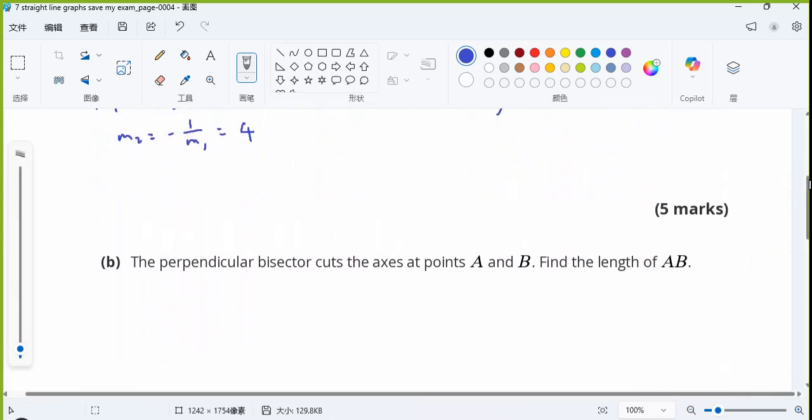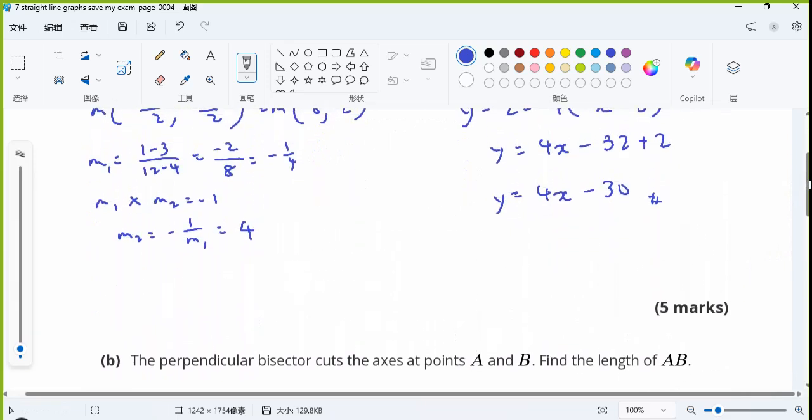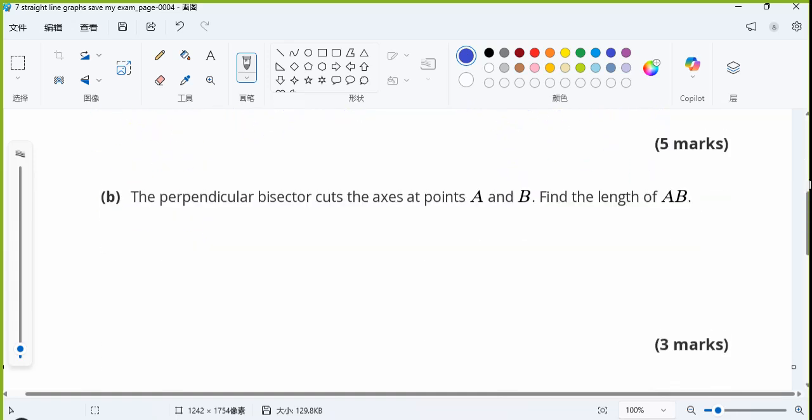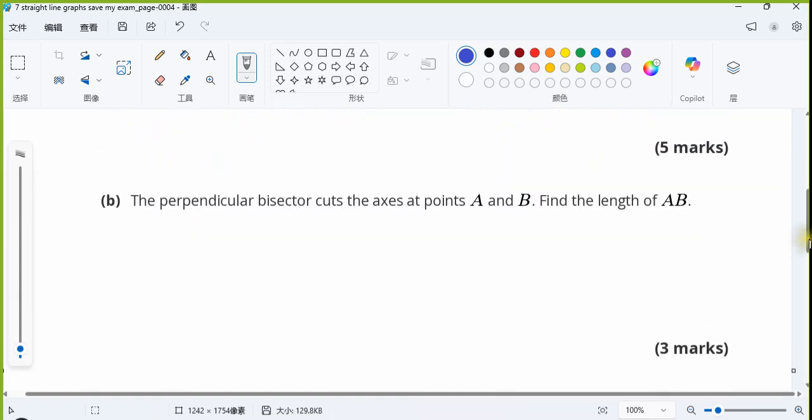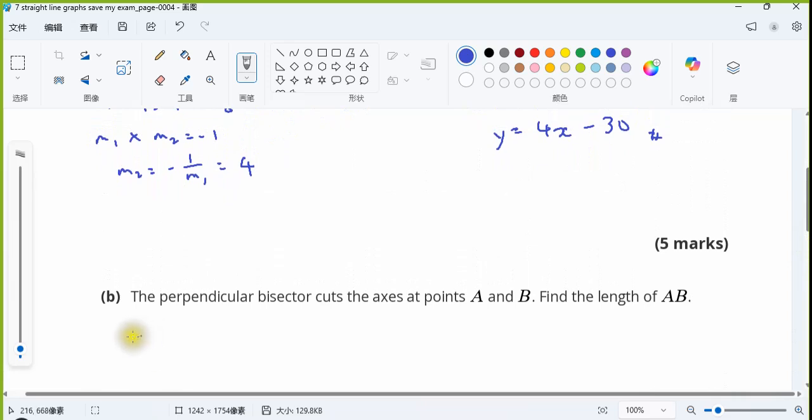Next, the perpendicular bisector cuts the axes at points A and B. Find the length of AB. So when x equal to 0, y equal to negative 30. So we have 0, negative 30. We sub x equal to 0 to find the y-intercept, and we sub y equal to 0 to find the x-intercept.